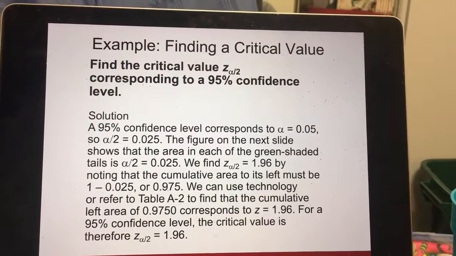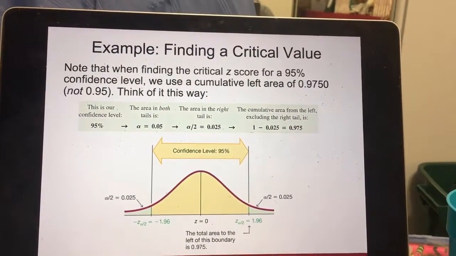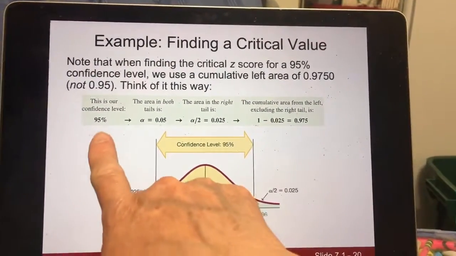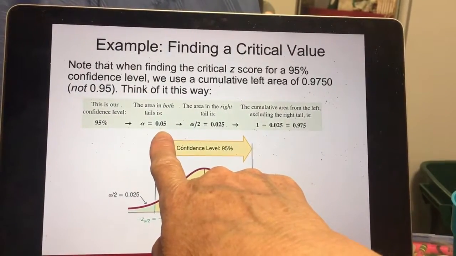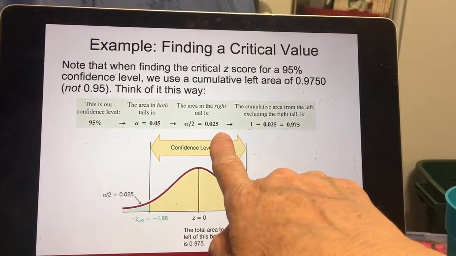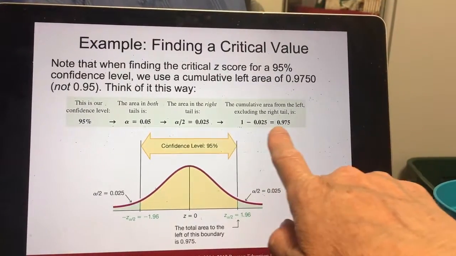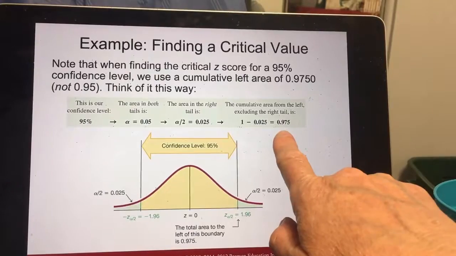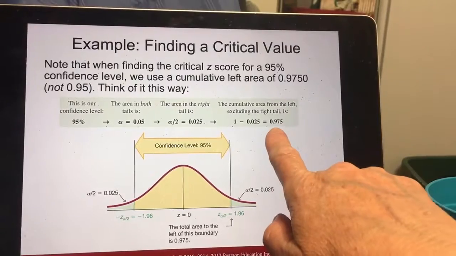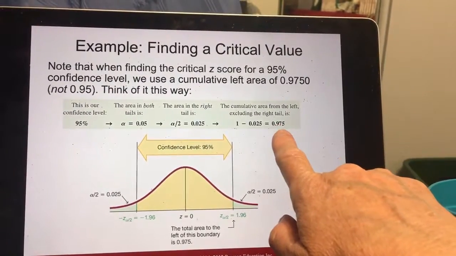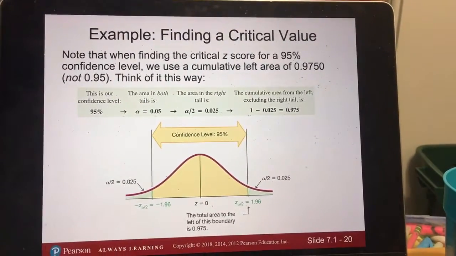95% confidence is going to be 1.96. So here's a picture of it. We've got 95% as our confidence level. Our alpha is 1 minus that, or 0.05. Our alpha over 2 just cuts that in half, and 1 minus 0.025 is going to give us the area that's to the left of this critical value. So we can look up 0.975 in the standard normal table, or we can look it up using our inverse normal. Let's do that very quickly.